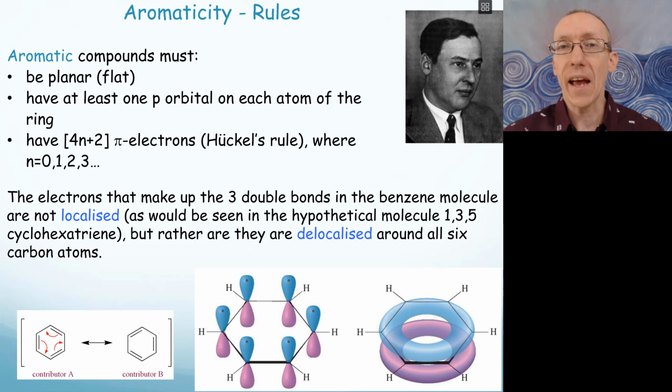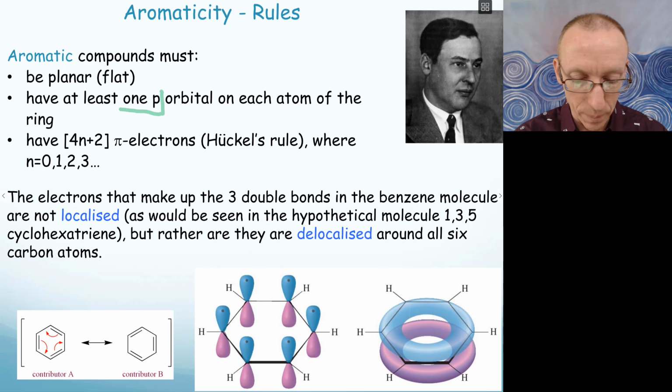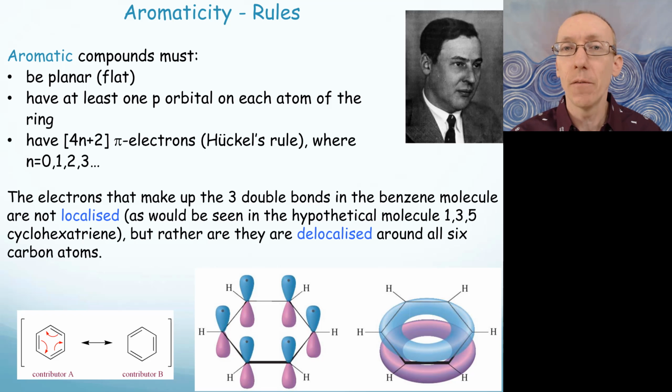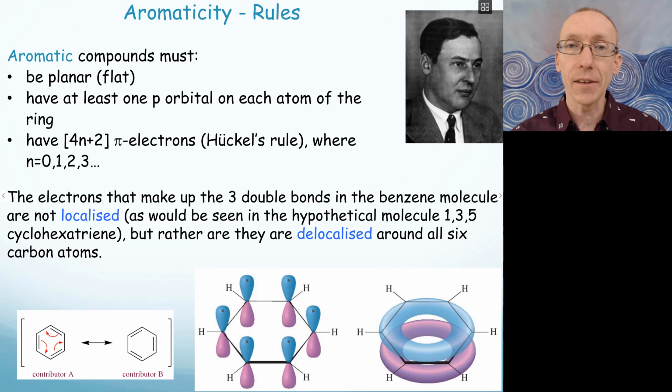So for a molecule to be aromatic, there's a certain set of rules that need to be obeyed, and these were developed by Hückel, this guy over here. So the molecule must be flat or planar. It must have at least 1 p orbital on each of the atoms within the ring. And then we must count up the number of pi electrons that are formed amongst those overlapping p orbitals, and they must fit the rule 4n plus 2. So if the number of pi electrons matches that, where n is an integer, then the system is considered aromatic.